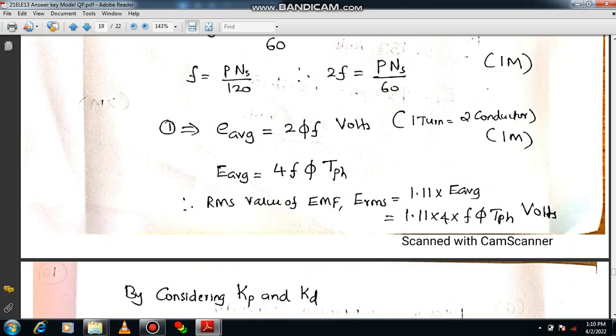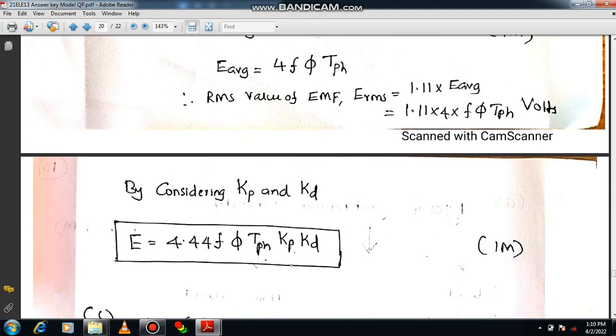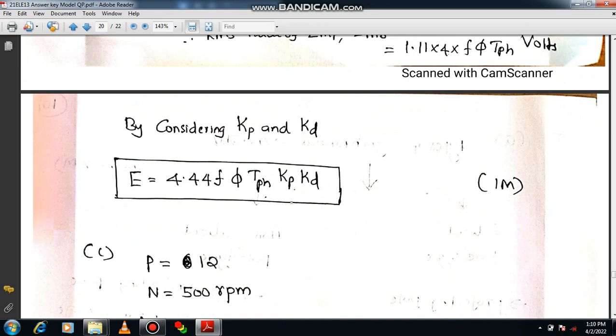You know that form factor is nothing but the RMS value divided by the average value, that is equal to 1.11 in case of sinusoidal voltage, sinusoidal AC. So ultimately you will be getting the expression like 1.11 into 4 into F into phi into T phase. Then if you consider the pitch factor and distribution factor, that has to be added here. Ultimately this is your final expression, E is equal to 4.44 F phi T phase Kp into Kd. This you are supposed to reach.